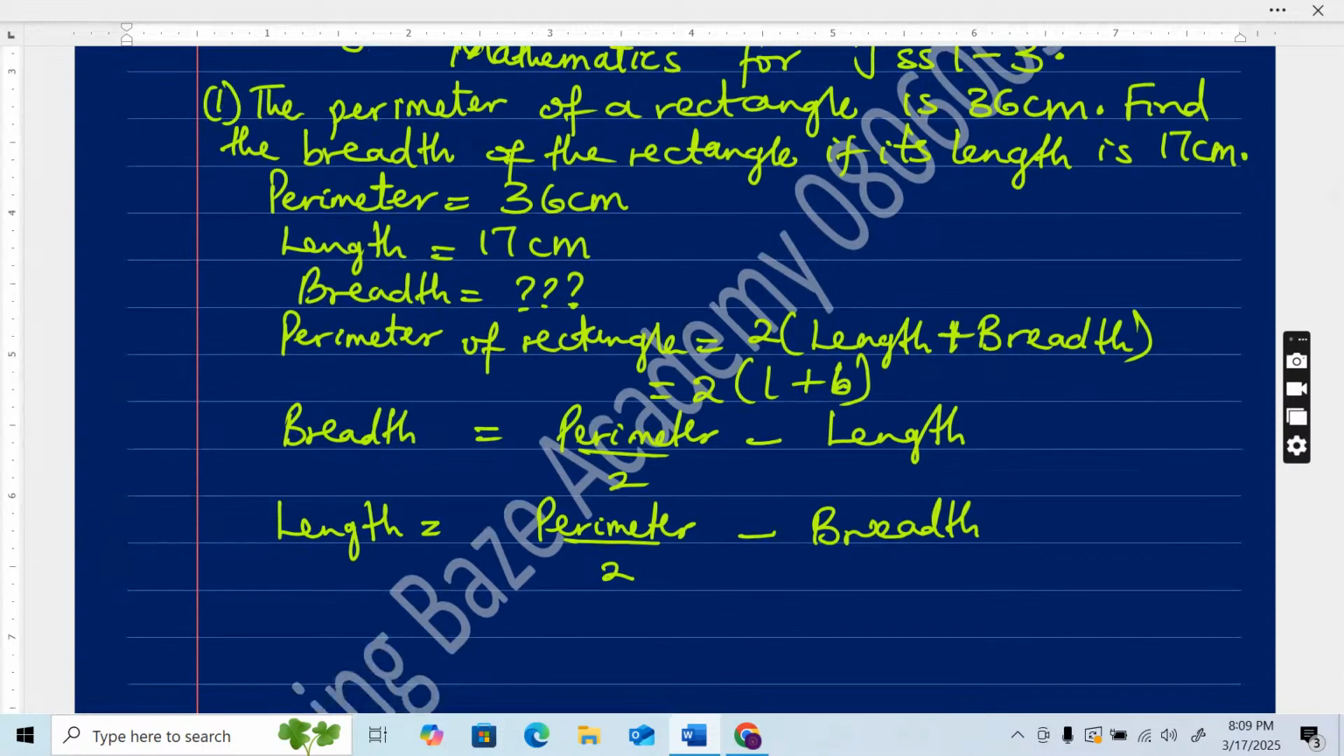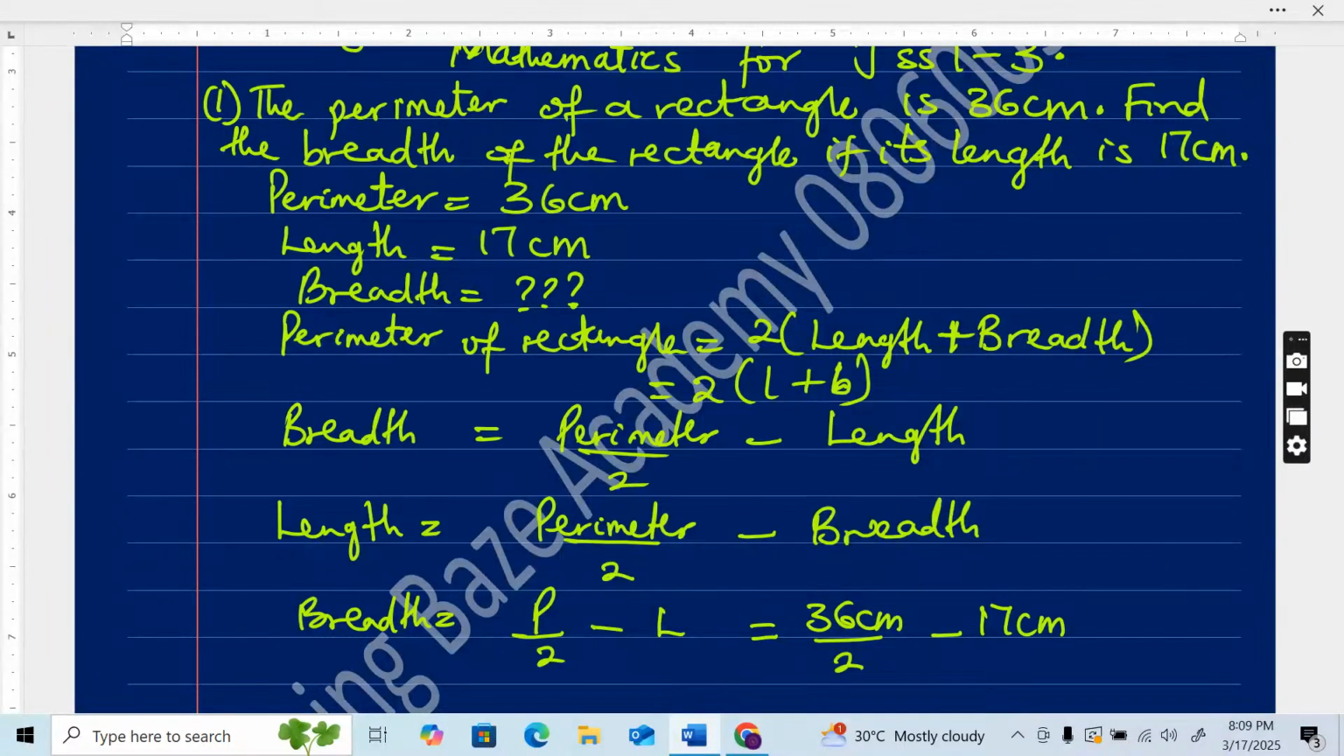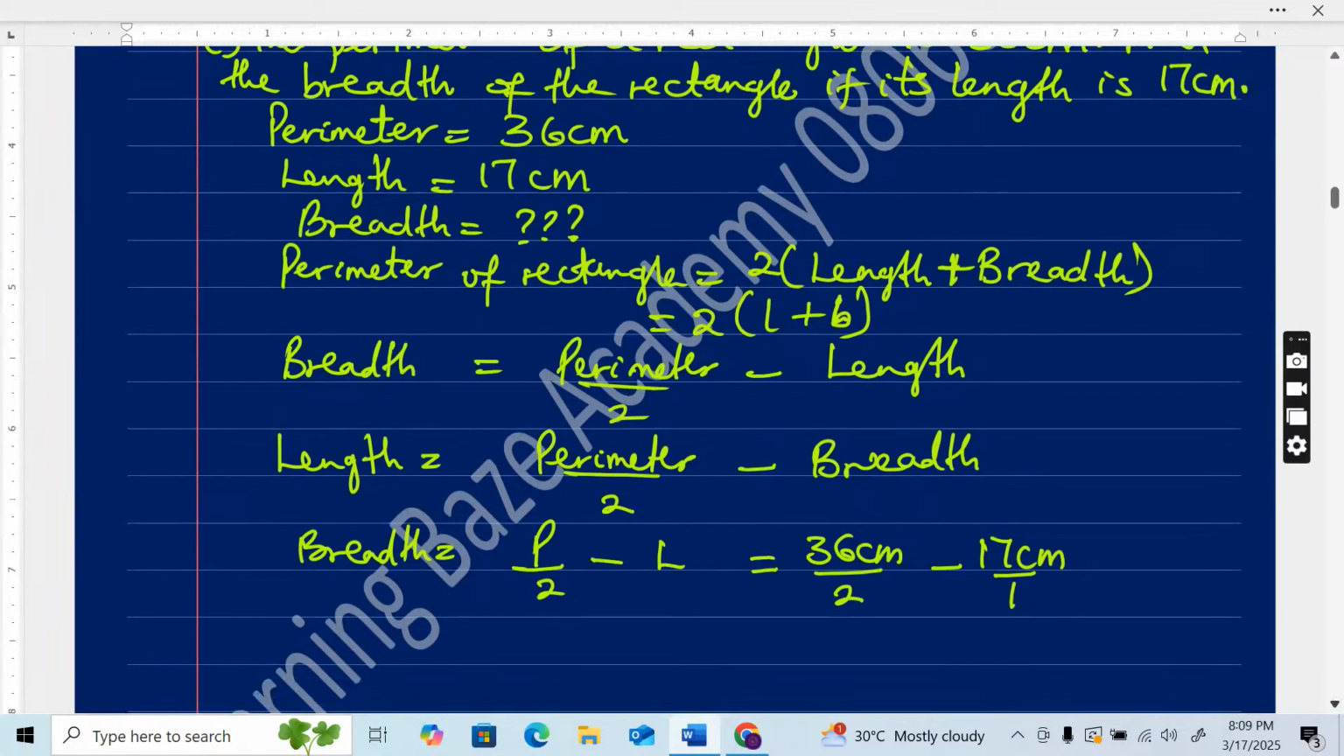Now let us find the breadth using the formula that we've been given. P divided by 2 minus length. So the perimeter is 36 centimeters. So that will be 36 centimeters divided by 2 minus the length given to us in the question, 17 centimeters over 1. Now we have 2 and 1 as the denominator. The LCM is 2.